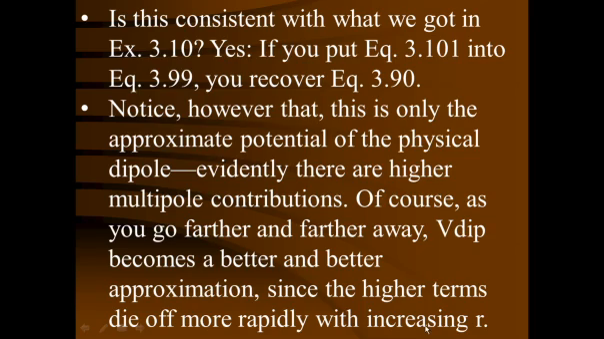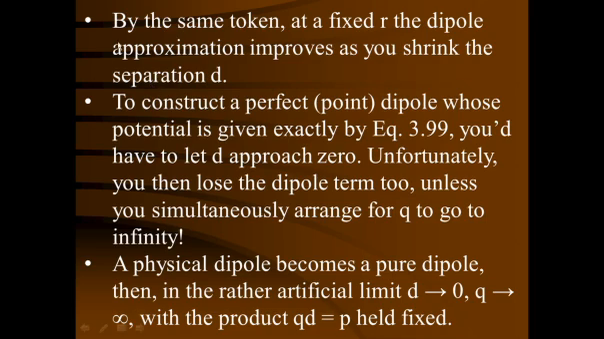So if r is very large, all other multipoles' contributions tend to 0, and only the dipole contribution is going to be dominant, and that is going to be the more exact potential.